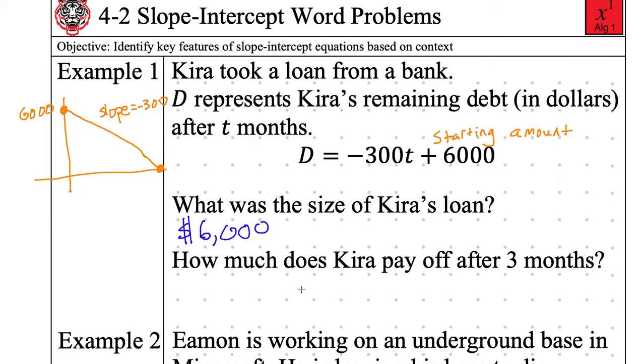The next question is, how much does Kira pay off after 3 months? Well, I know after T months, I pay off T times negative 300. So after 3 months, how would I figure out how much Kira has paid off? I see 2 hands. It looks like the first one with the card up was Emma. Oh wait, I need to pass it. Thank you. Go for it, Emma.